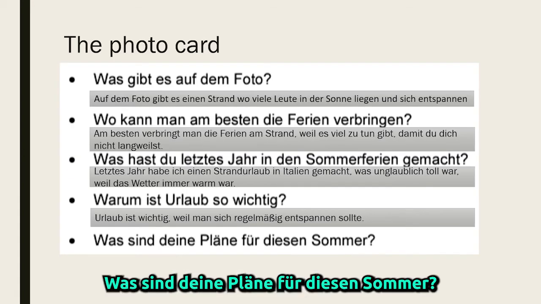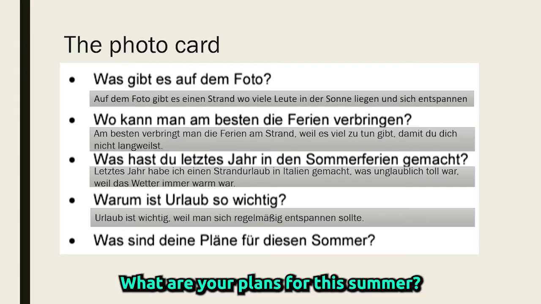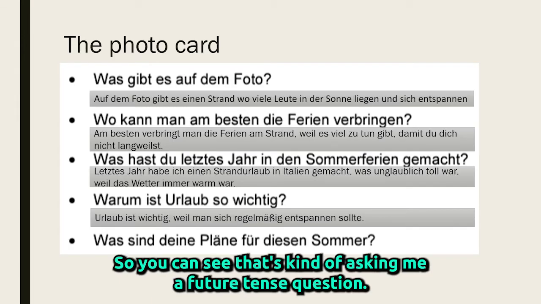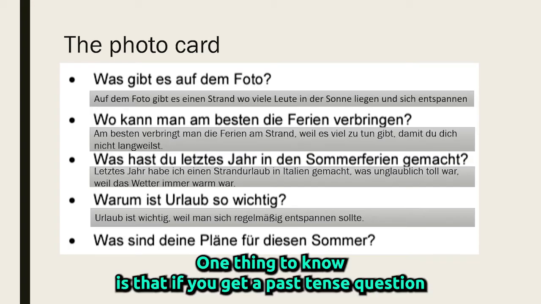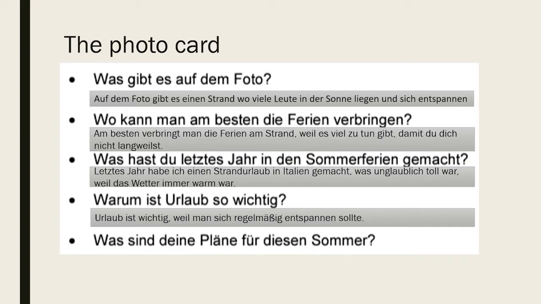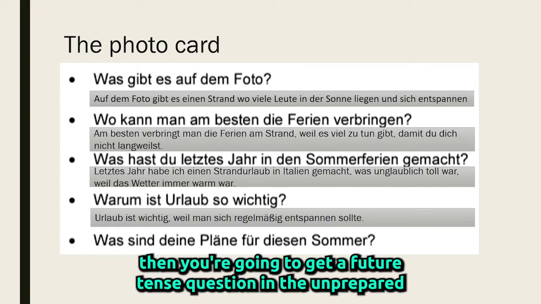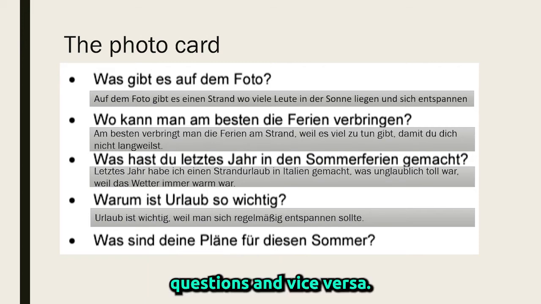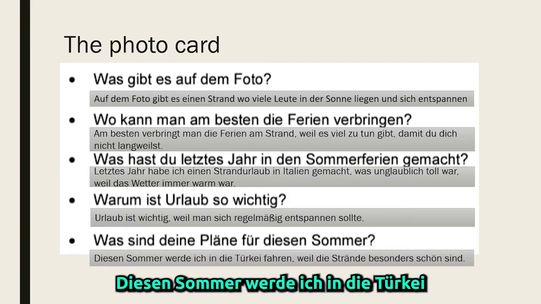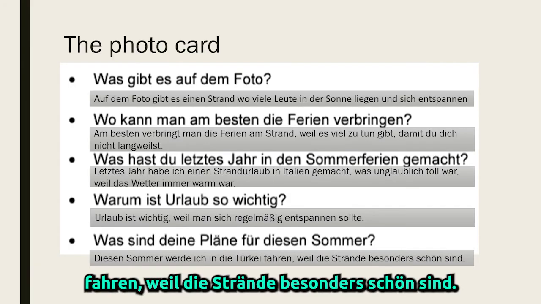Was sind deine Pläne für diesen Sommer? What are your plans for this summer? So you can see that's kind of asking me a future tense question. One thing to know is that if you get a past tense question in your prepared questions, like you can see my third one is, then you're going to get a future tense question in the unprepared questions and vice versa. So diesen Sommer werde ich in die Türkei fahren, weil die Strände besonders schön sind.